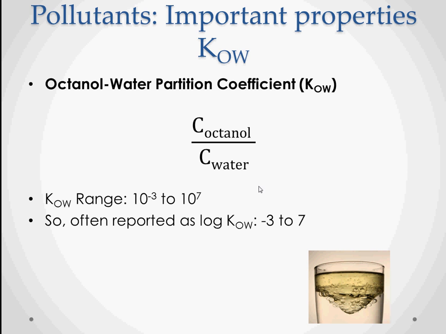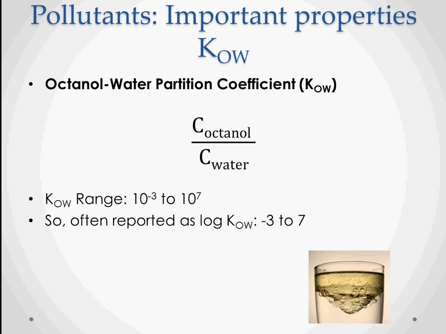So the range is really large. It's from a very small value, 10 to the negative third, to 10 to the positive 7, a very large number. So most people report this as log KOW. So in this case, 10 to the negative 3 would just be negative 3, 10 to the positive 7 would just be 7. And this is how you see it reported in, for example, the EPA fact sheets, if you were to go look up a chemical or a pollutant at the EPA website.